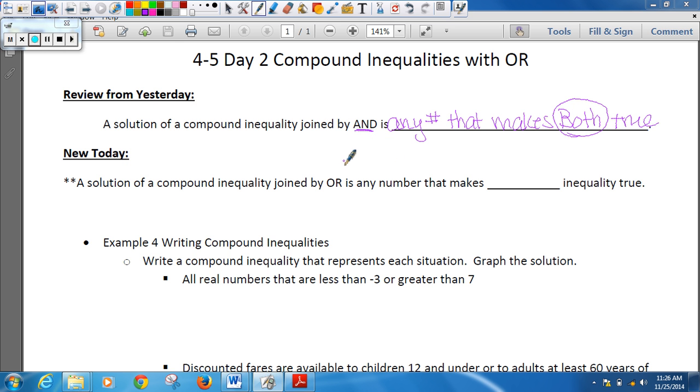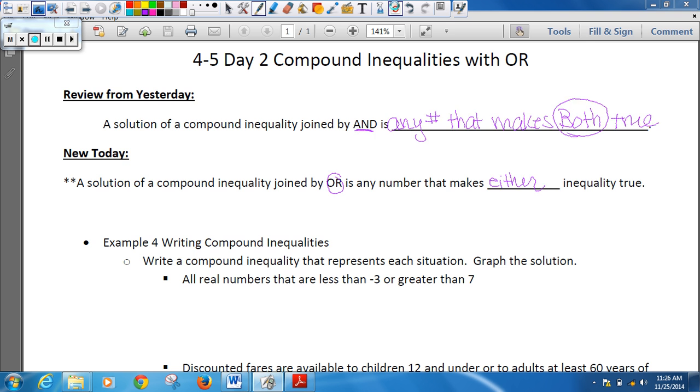Today, though, a solution of a compound inequality joined by or, it's this one or this one. So is any number that makes either inequality true. So either one of them has to be true, not both of them when it says or.